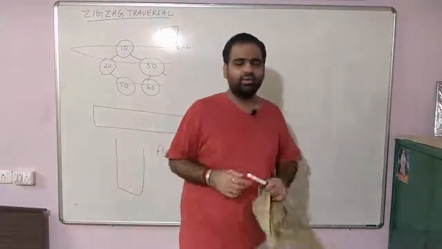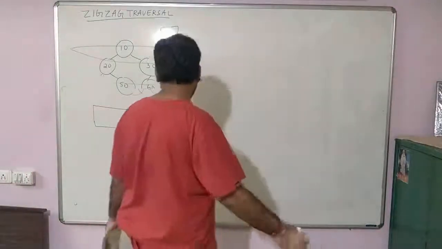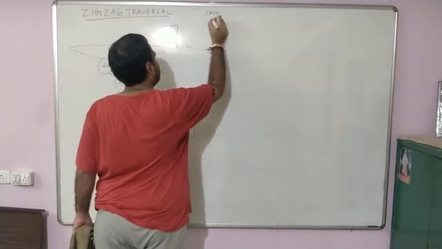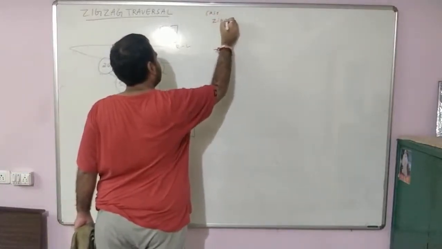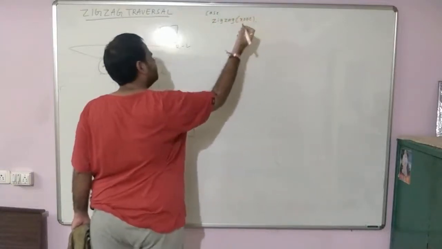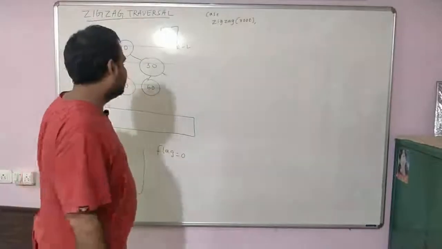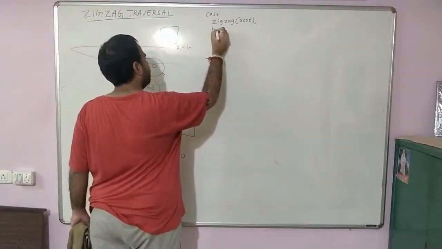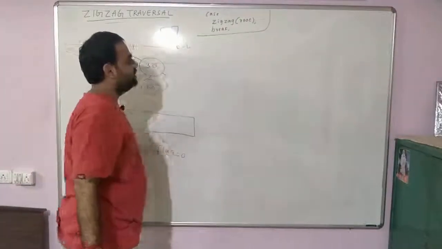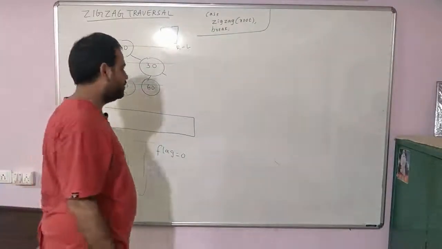Let us write the code for it. First we need to write the case. I am writing case here. Case whatever is the number you see. Next what do I write? I say zigzag and we pass the root. We don't need ampersand root because the value of root does not change. And what do I say? I say break. Okay.